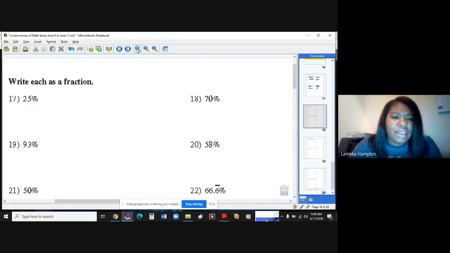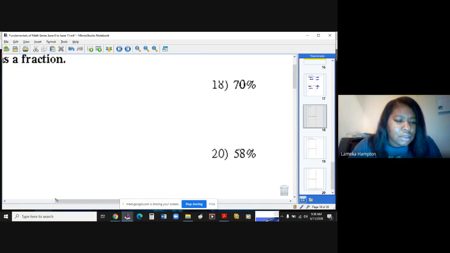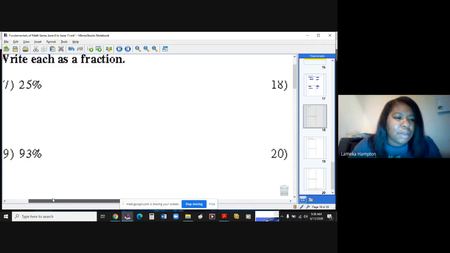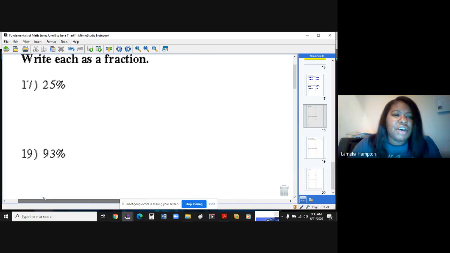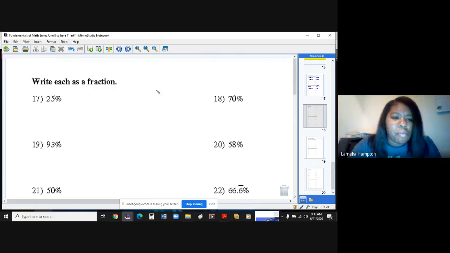Let me see if I can make that bigger. Okay, that might be too big, but I think that's okay, perfect. All right, so what I now have is a percent to a fraction. So percents to fractions, because we start off with a percent and they want us to write it as a fraction. So remember, going from a percent to a fraction is also very easy. You are simply just going to put the number over 100 and you are going to simplify if need be.